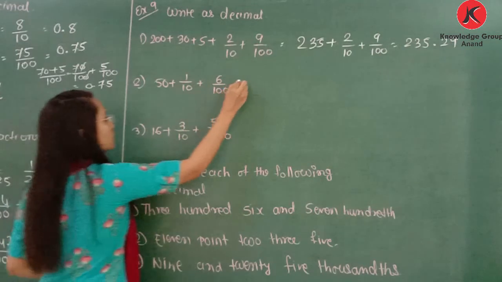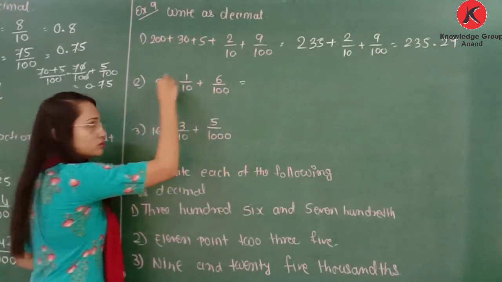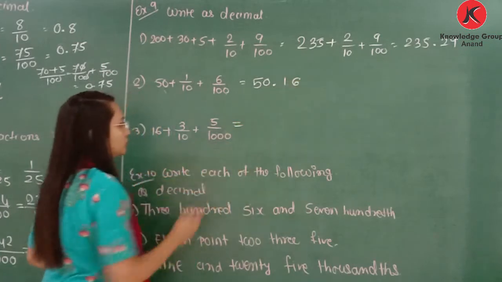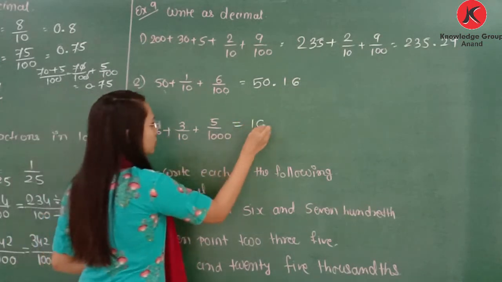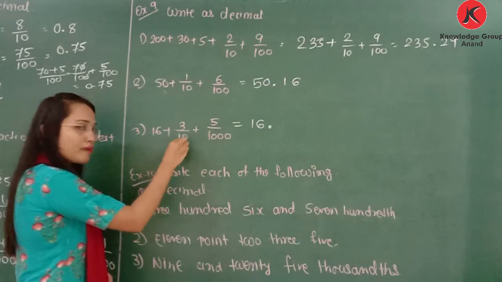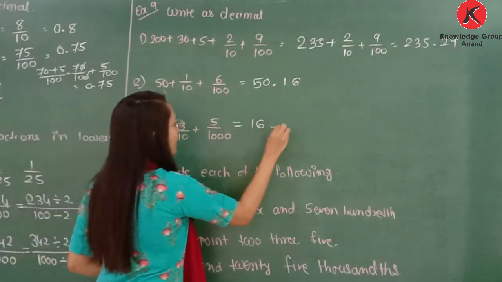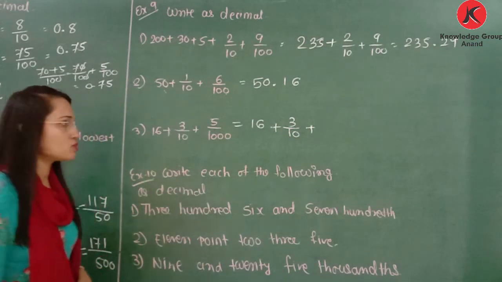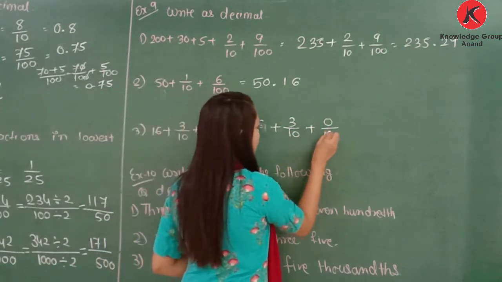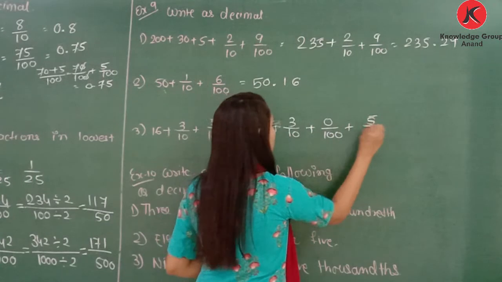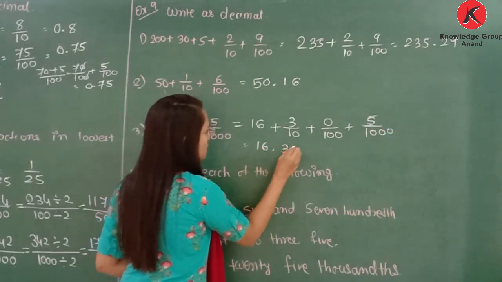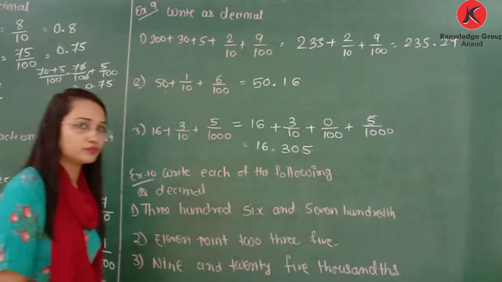Now the next one, 50, 1 by 10, 6 by 100. So 50 is the whole number, and then 0.16. Now the next one, 16, 3 by 10. So here we can write 3 by 10. Now here the 100th place is not given, so it is 0 by 100. And after that we have 5 by 1000. So 16.305, that is the decimal form.